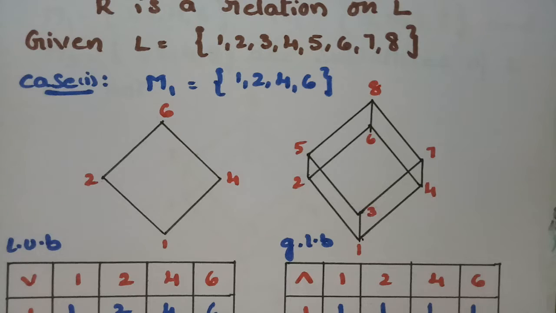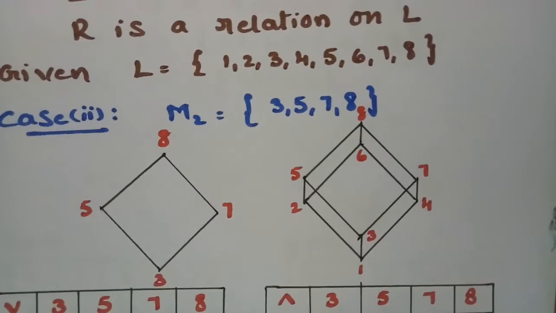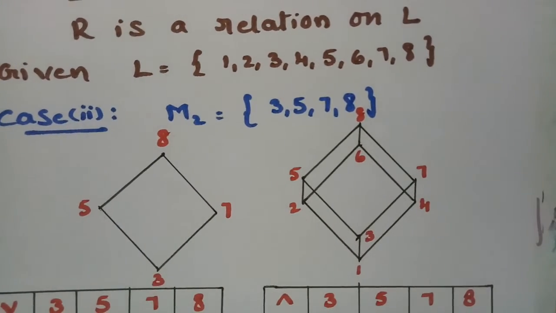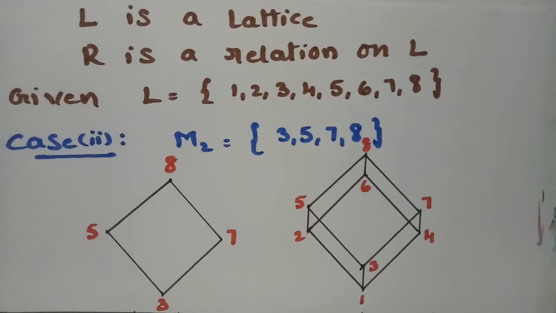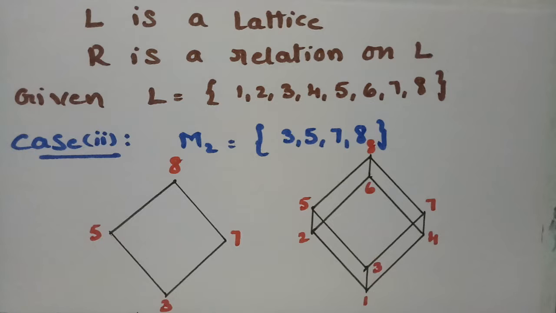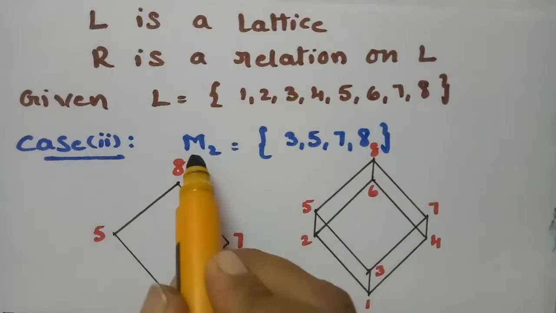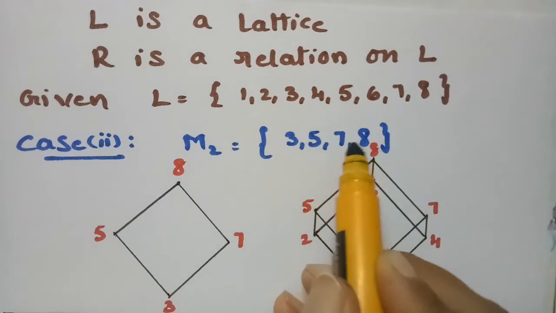Coming to case 2. So what is case 2? L is a lattice and R is a relation on L. The main set L is given as 1, 2, 3, 4, 5, 6, 7, 8, and the subset M2 is taken as 3, 5, 7, 8.